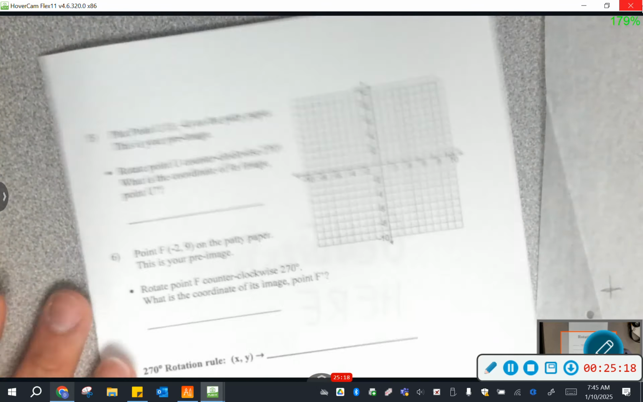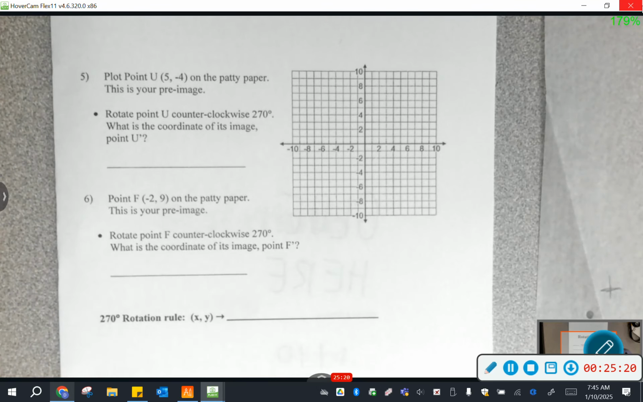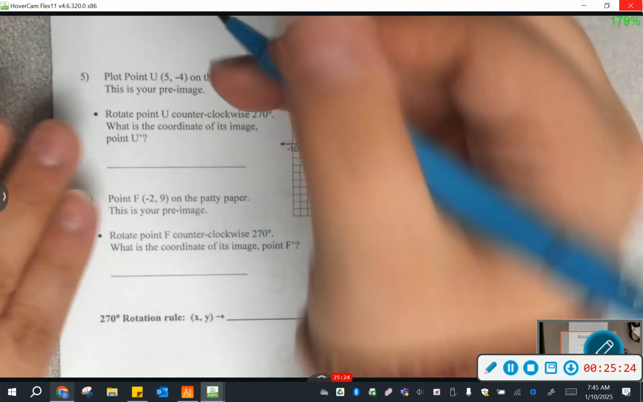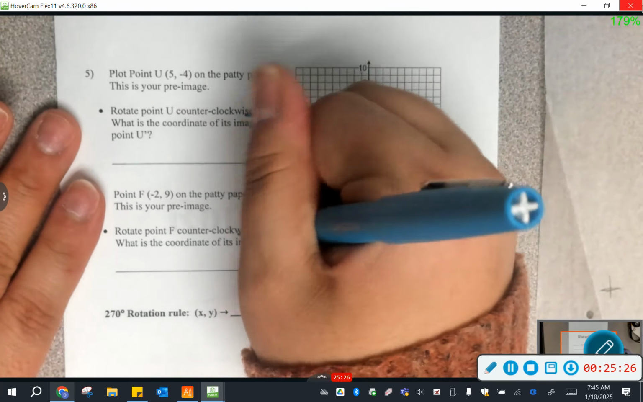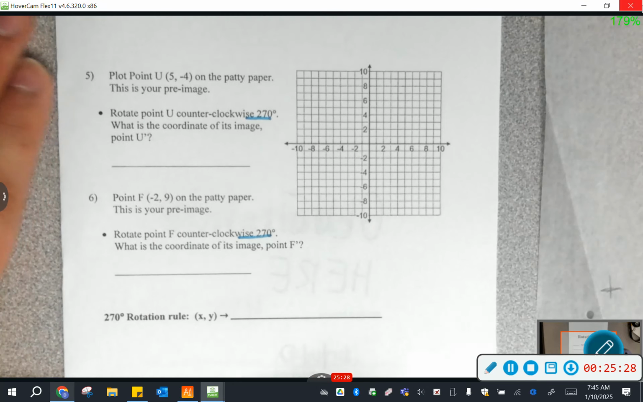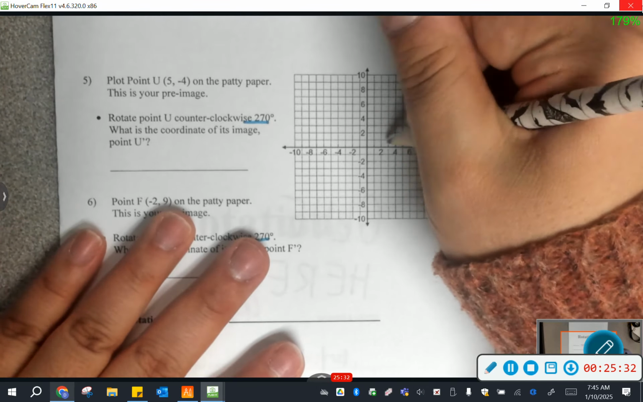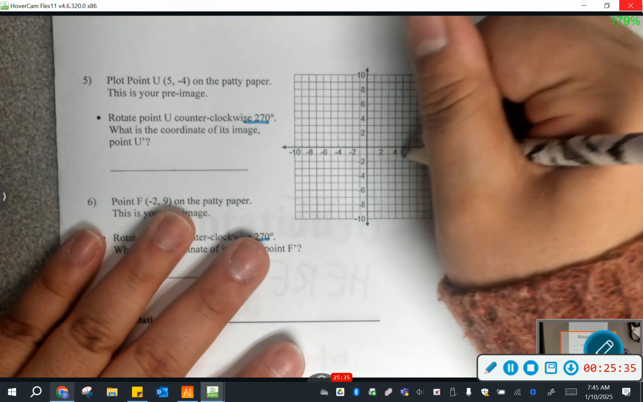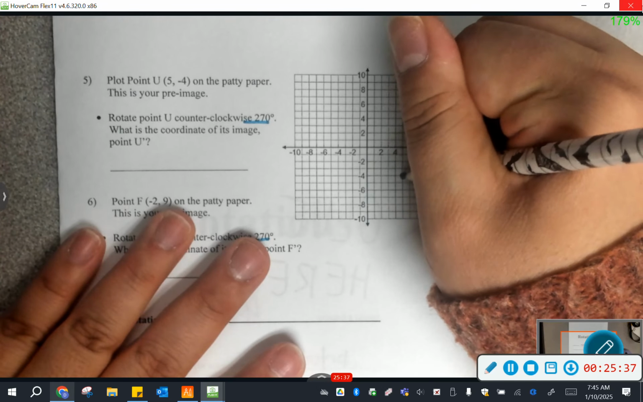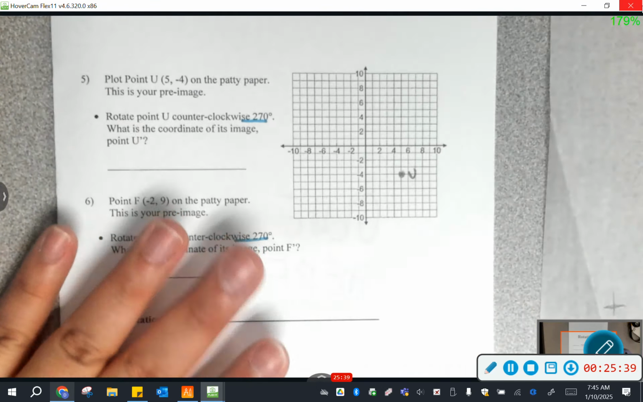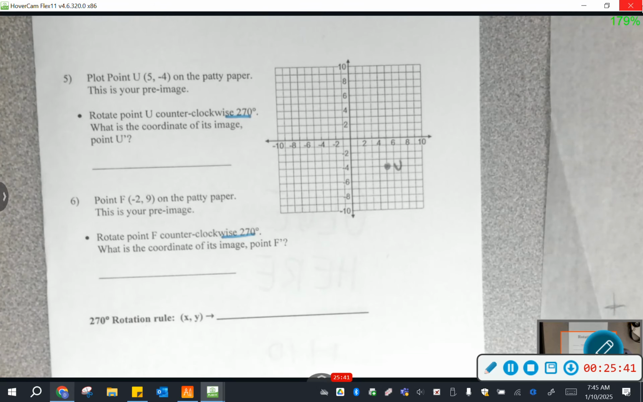Good? Okay. The next one is how many degrees? 270 degrees. And at 270 degrees, how many turns am I going to take? 3. So let's do what it says here. Let's plot U at 5. 1, 2, 3. Can everybody plot U at 5, -4? Again, to me, plotting is the most annoying part about all this.